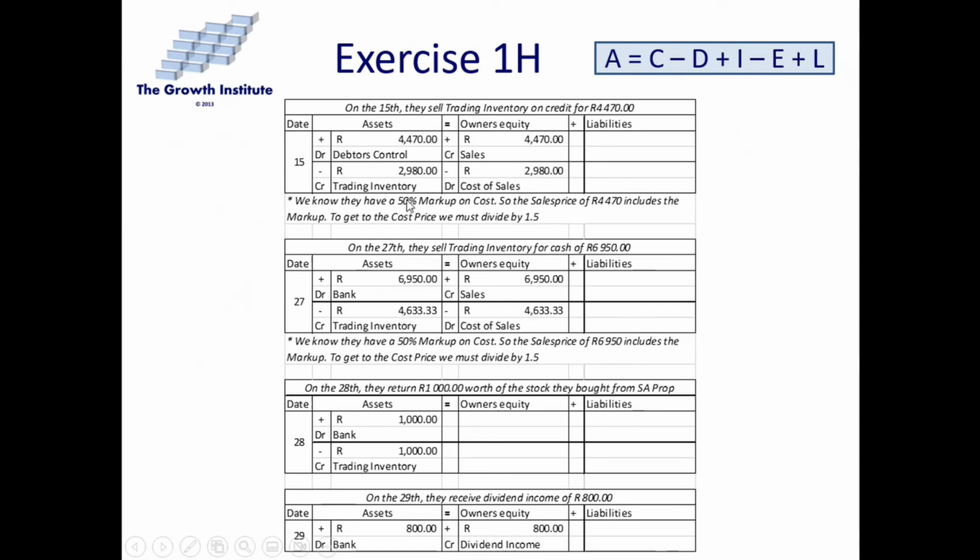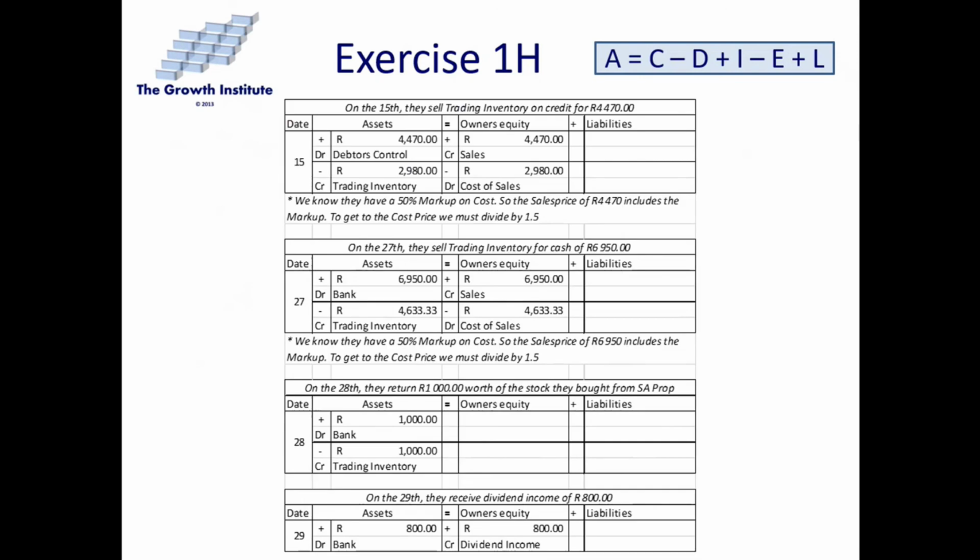Once again, we know they have the 50% markup on cost. So the sales price of 4,470 includes the markup. To get to the cost price, we must divide by 1.5. 4,470 divided by 1.5 is 2,980. That's correct. Then, I moved too quickly.